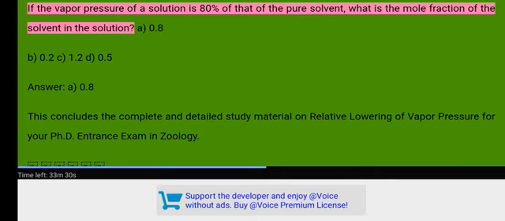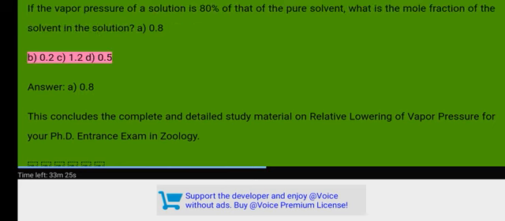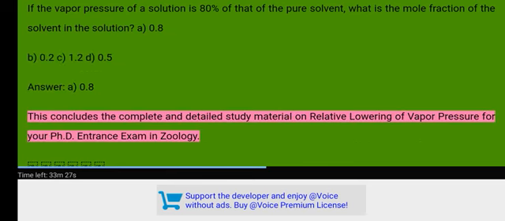If the vapor pressure of a solution is 80% of that of the pure solvent, what is the mole fraction of the solvent in the solution? A. 0.8. B. 0.2. C. 1.2. D. 0.5. Answer: A. 0.8. This concludes the complete and detailed study material on relative lowering of vapor pressure for your PhD entrance exam in zoology.